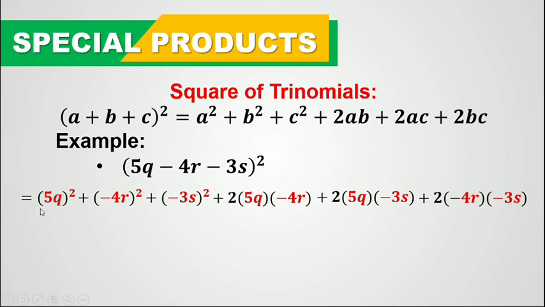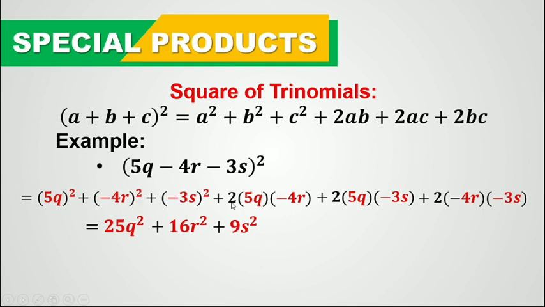So quantity 5q squared, that's gonna be 25q squared, and then plus quantity negative 4r squared. So negative 4 squared, that's gonna be positive because negative times negative is positive. So that's gonna be positive 16r squared, and then plus the quantity of negative 3s squared. So that's gonna be positive 9s squared. So take note of the sign here or the operation. It's positive because when you square negative numbers, the answer is always positive.